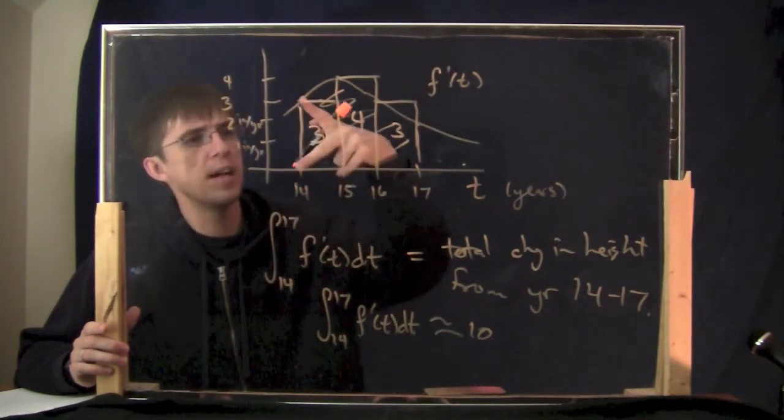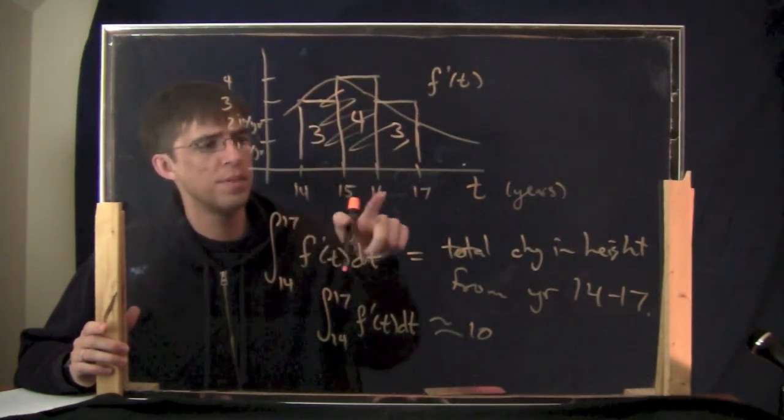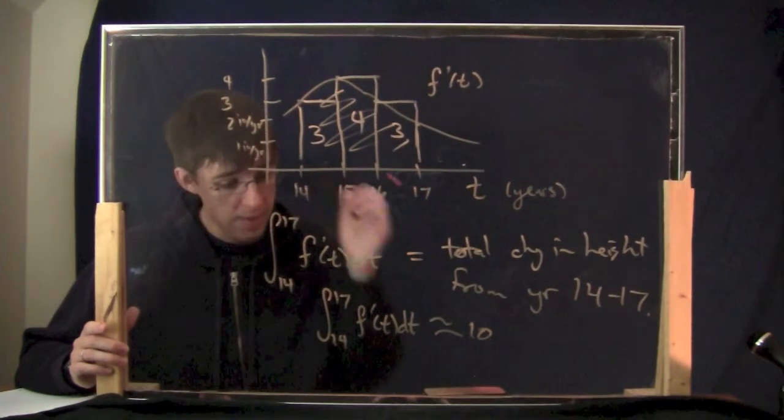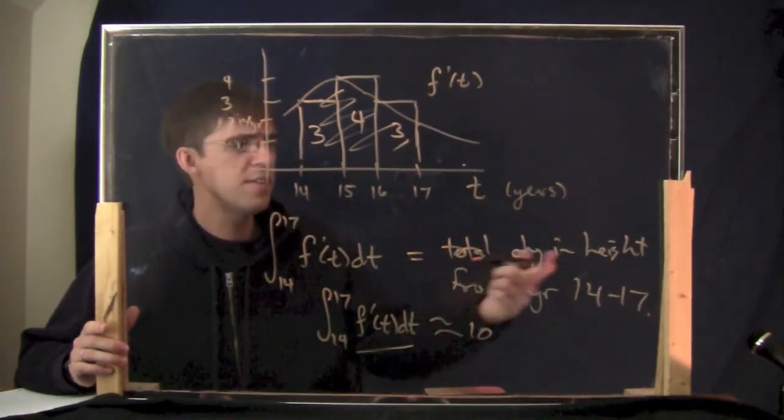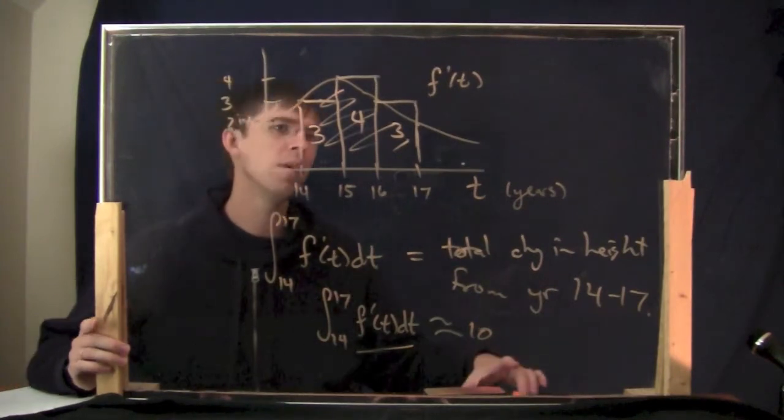Remember, each time the area is the height times the base width. The width is each 1 each time. So that's what this integral is, approximately. Does that have anything to do with the total change in my height? Well, let's think about it.